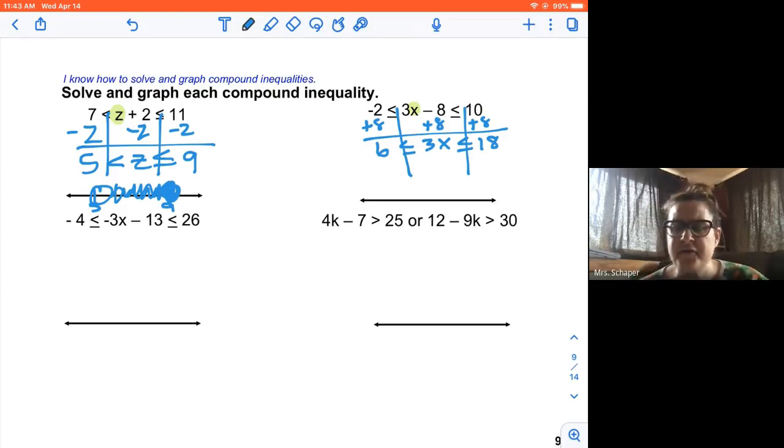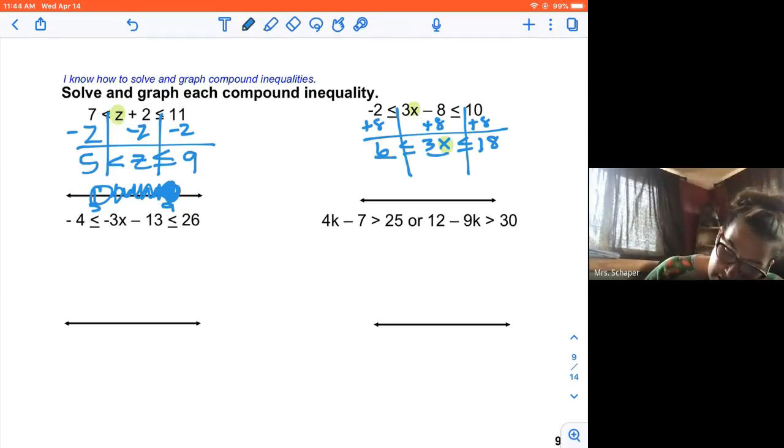And so then we have 3x in the middle. Again, my goal is to get that x all alone. Same goal with solving equations. So I'm going to divide everything by 3.